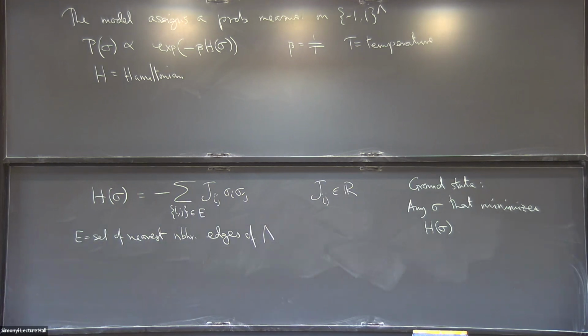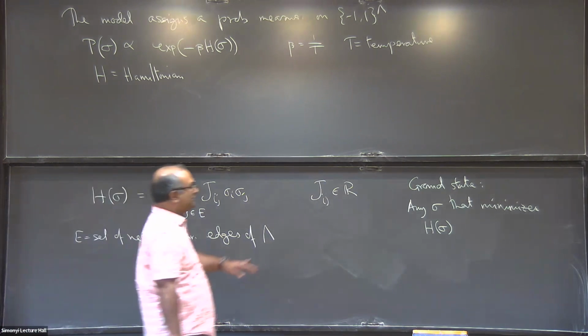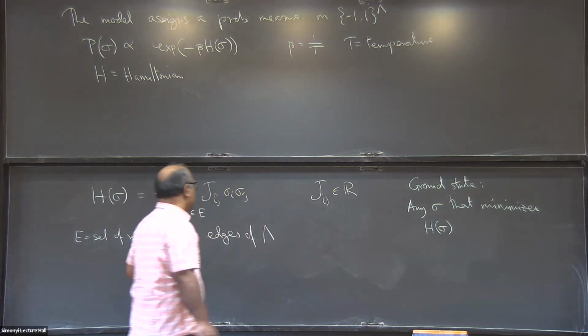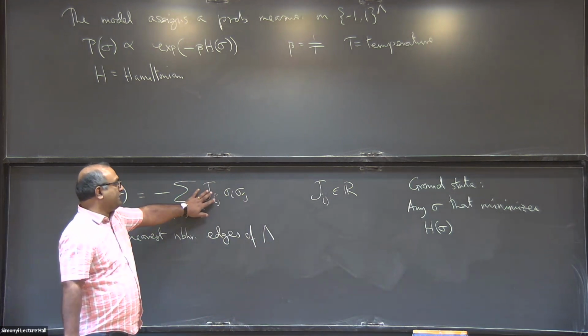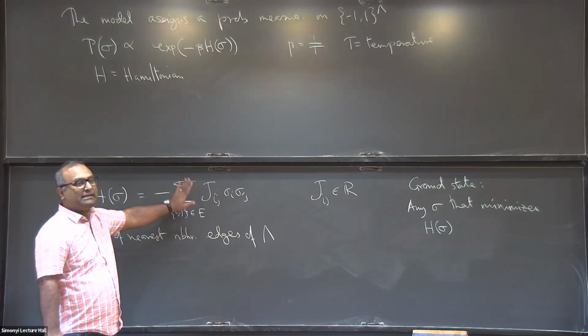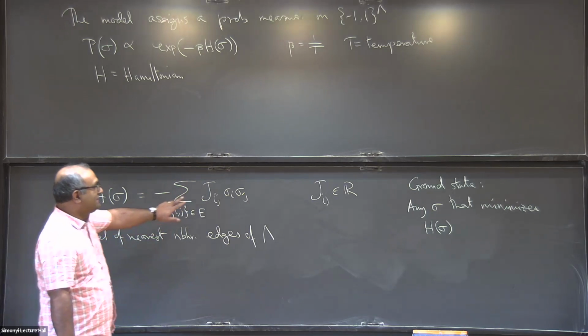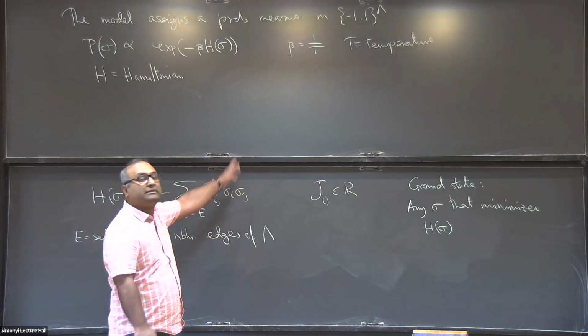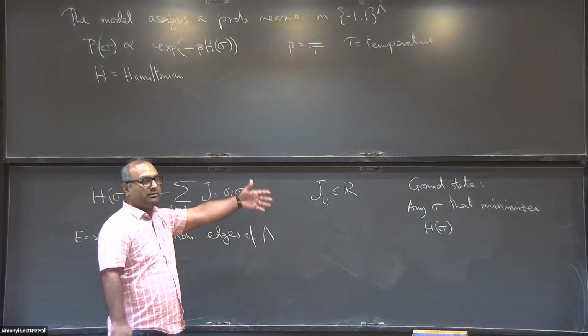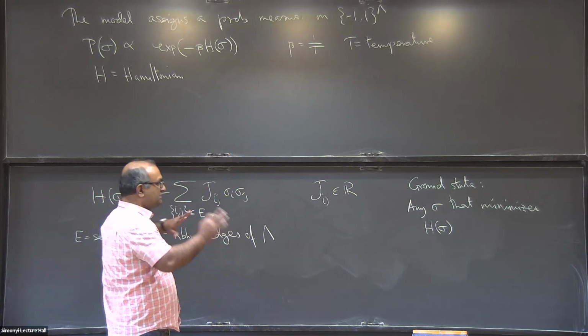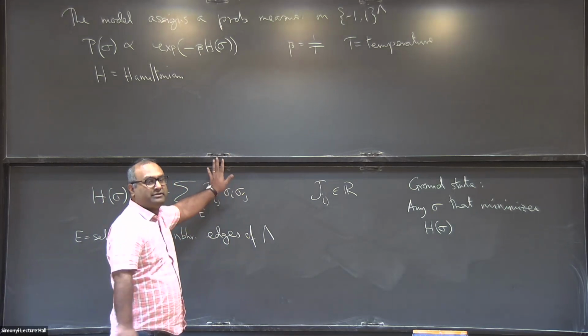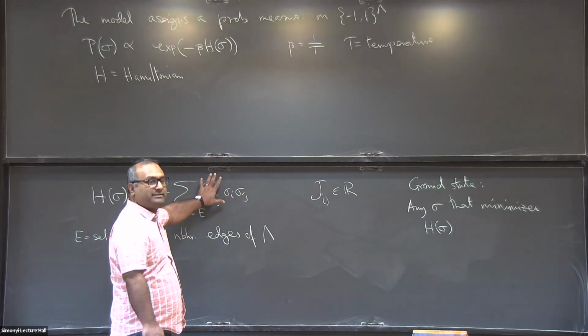The main thing is about these constants, where they're coming from. But suppose the constants were all one. The Jijs are all one. That's called the Ising model. And in the Ising model, the ground state is any sigma where the coordinates are all equal. So they're all +1 or all -1. Those are the only two configurations which minimize the energy for the Ising model.